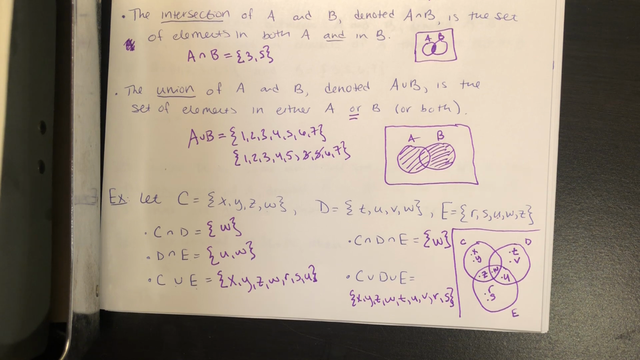So you'll notice that every single one of these elements, X, Y, Z, T, U, V, R, S, appears exactly once in the Venn diagram. You don't want anything to appear in that Venn diagram more than once.